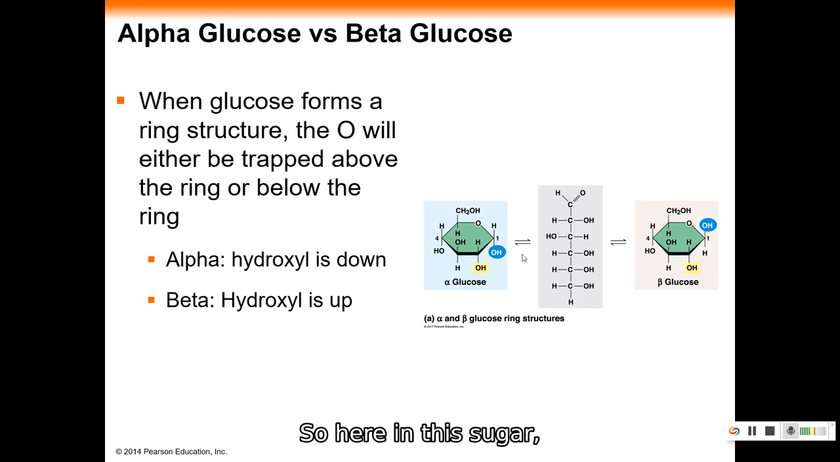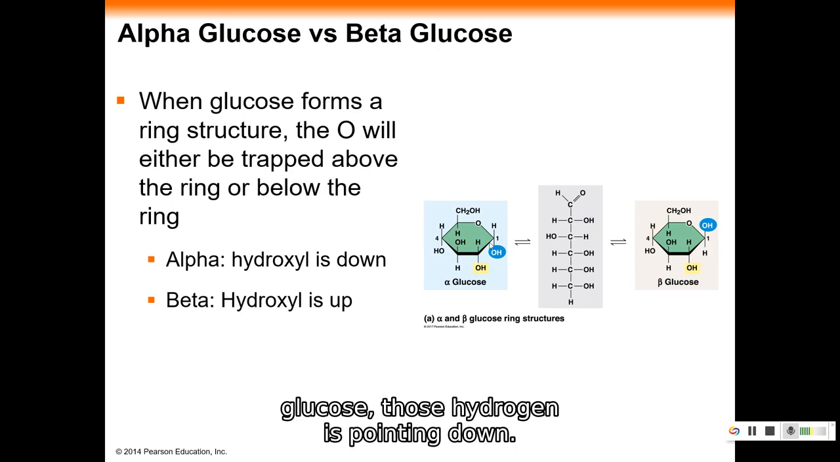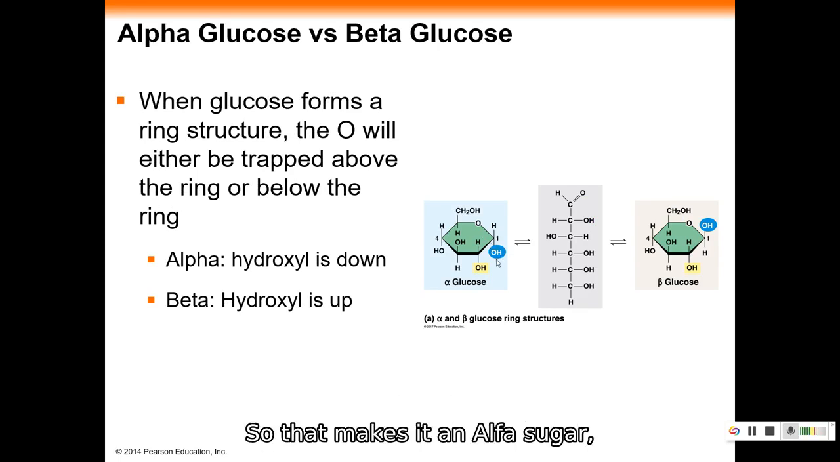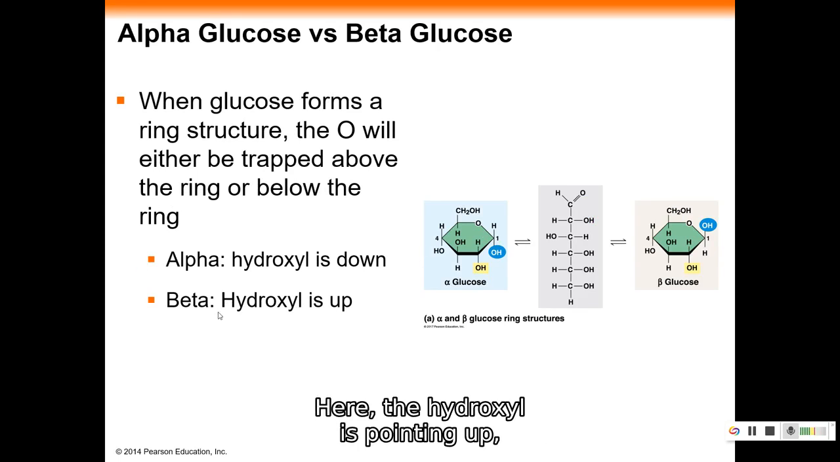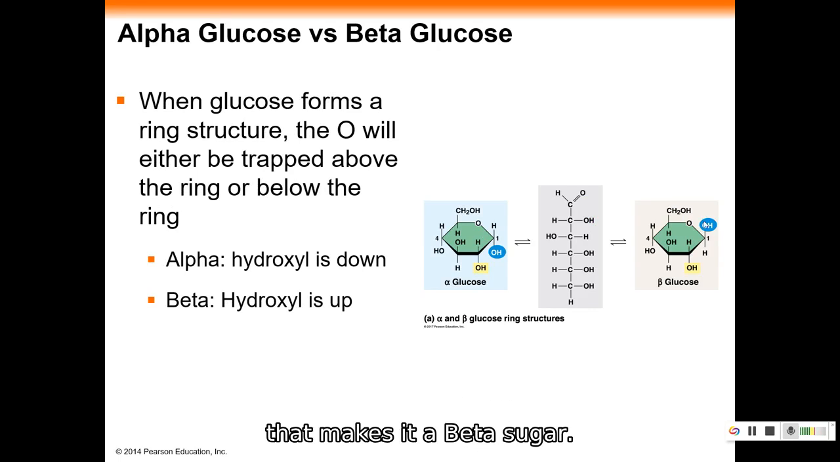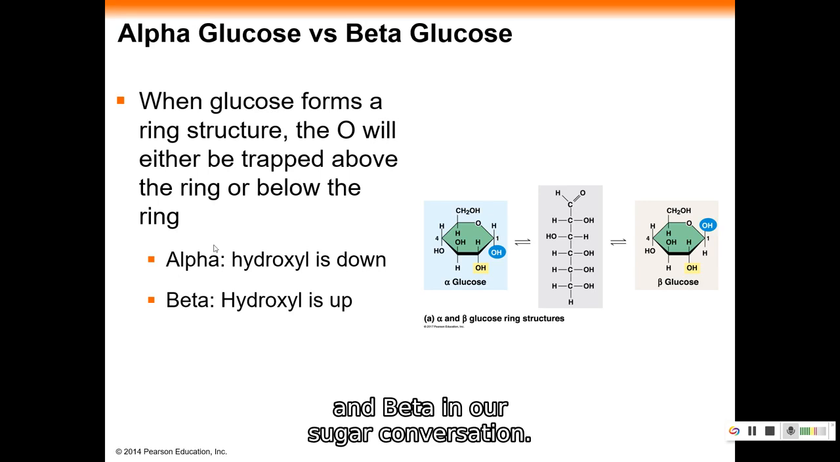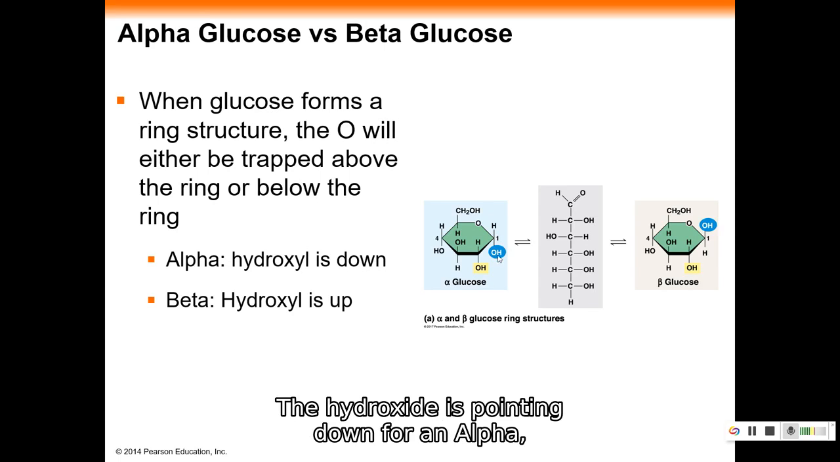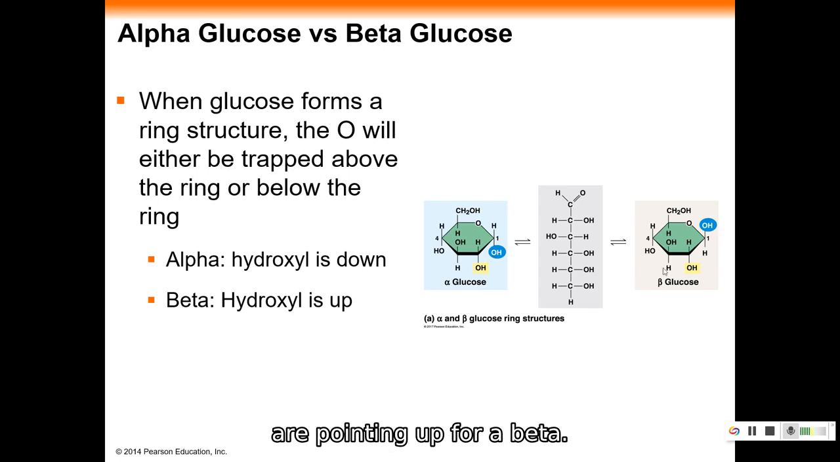So here in this sugar, glucose, this hydrogen is pointing down. So that makes it an alpha sugar. It's an alpha glucose. Here, the hydroxyl is pointing up. That makes it a beta sugar. So when you see alpha and beta in our sugar conversation, it refers to the shape of that hydroxyl. The hydroxyl is pointing down for an alpha or pointing up for a beta.